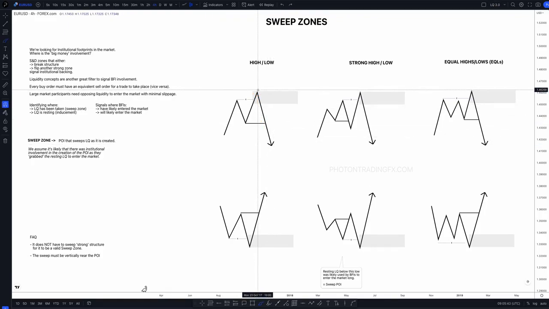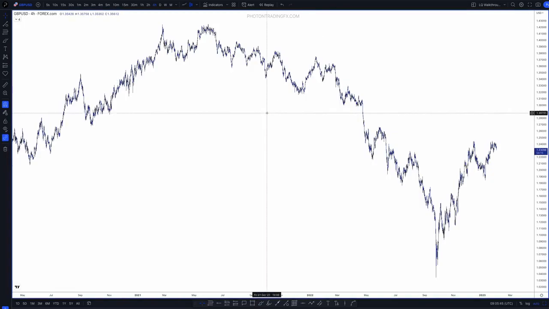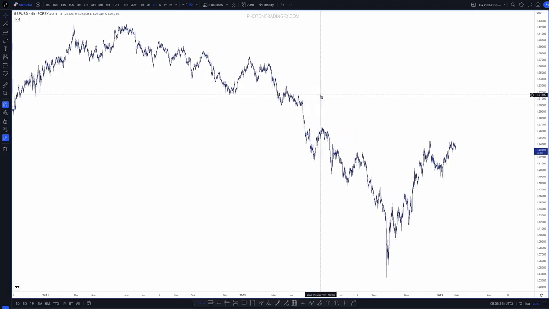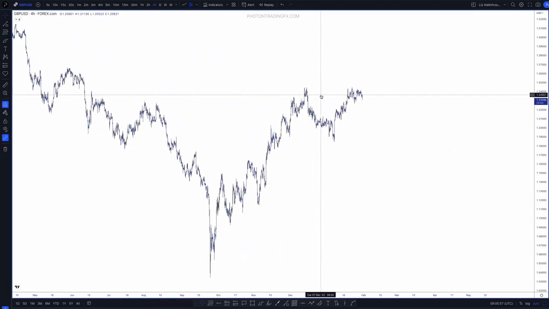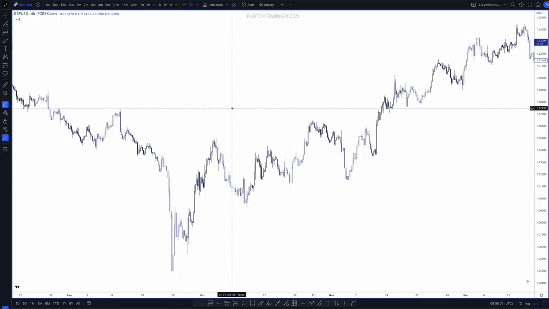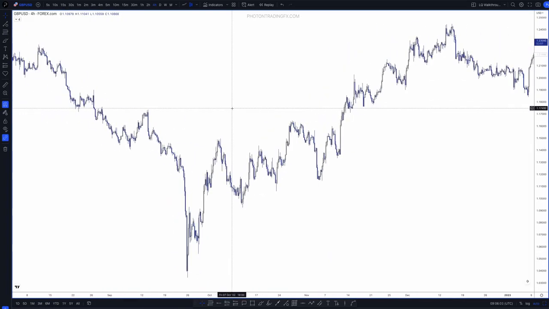Okay, so let's go and look at what these look like on an actual chart. I did get some requests to look at pairs other than euro dollar, which is fair enough, right? Just to show you how these concepts are universal and can be applied to any instrument or asset class. So let's zoom in to the recent price action.